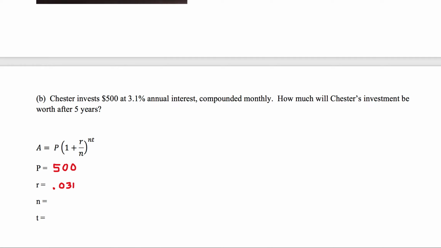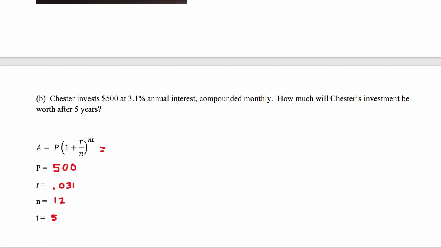We're told the interest compounds monthly. I know that there are 12 months in a year, so the N value is going to be 12. And the investment is going to stay in the bank for 5 years, so I'm going to put a 5 in for the T. Once we identify all of those variables, we're then ready to plug into our formula.